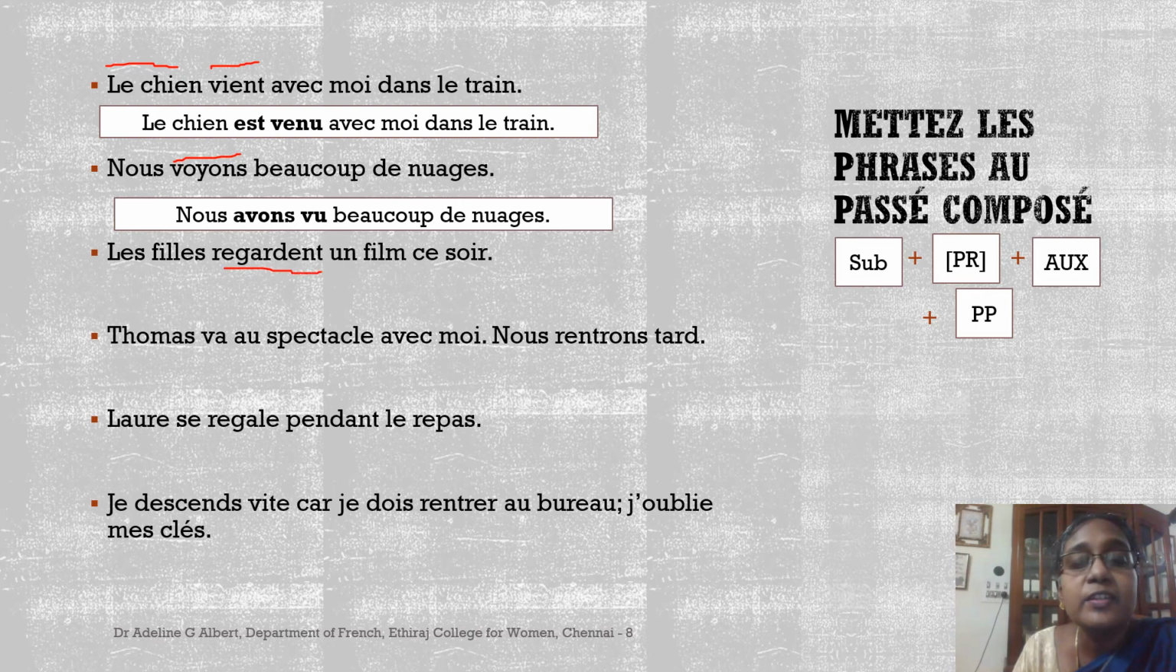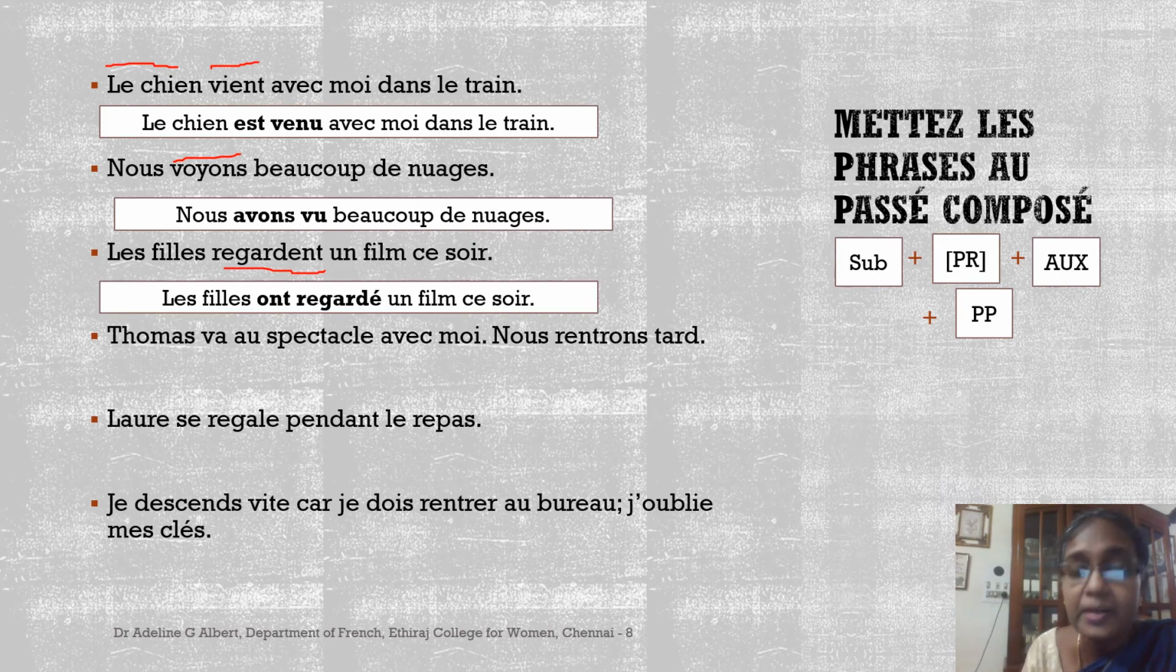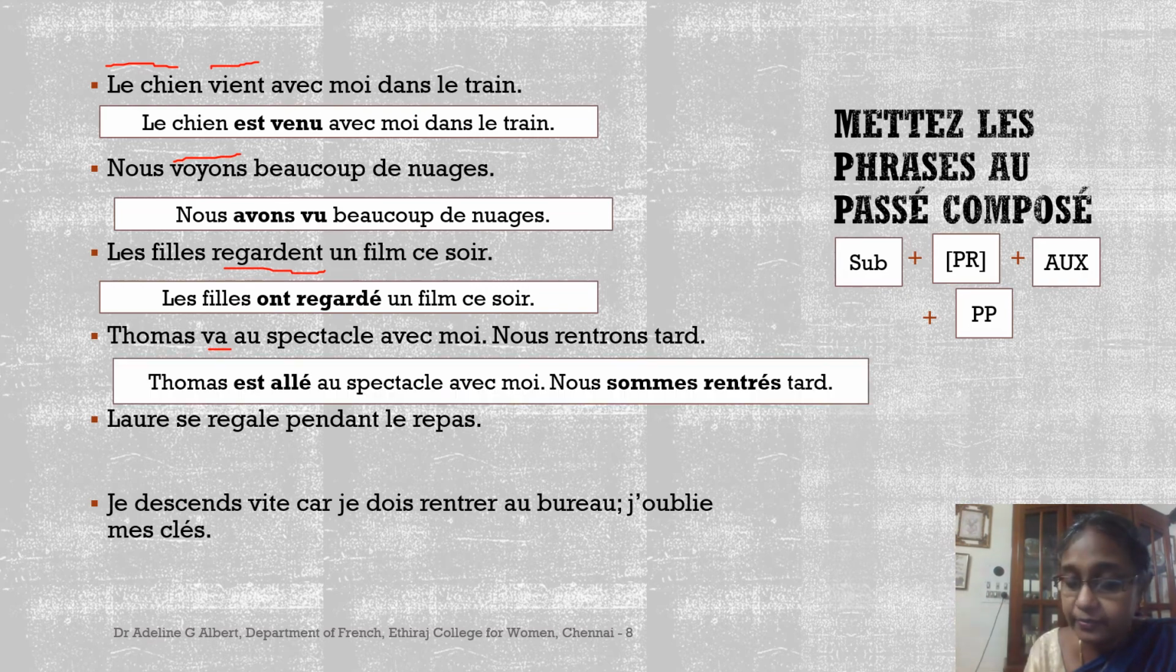This is your next verb: regarder. It's a regular ER verb. Regarder, to see. It has nothing to do with a state of mind. You're seeing something. It is not going, it is not coming. Therefore, the auxiliary is avoir. Les filles ont regardé. And then you have va. Va, you know, comes from the verb aller, to go. Therefore, it is an être verb. Thomas est allé au spectacle avec moi.